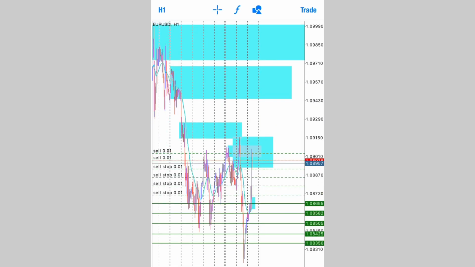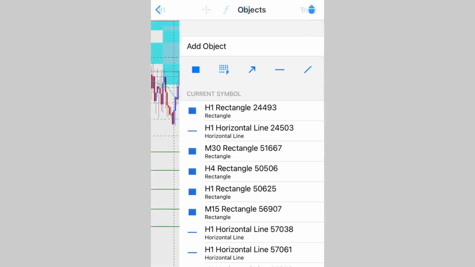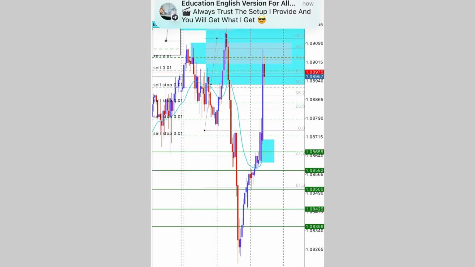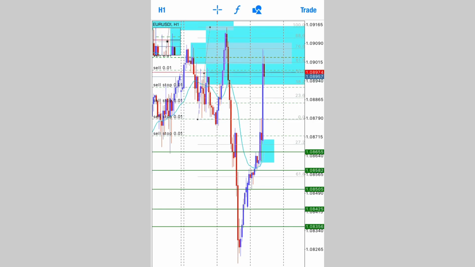All we're going to do is mount our Fibonacci from this swing high to this swing low, and we see that price has retraced above the 88.6 retracement of the Fibonacci.